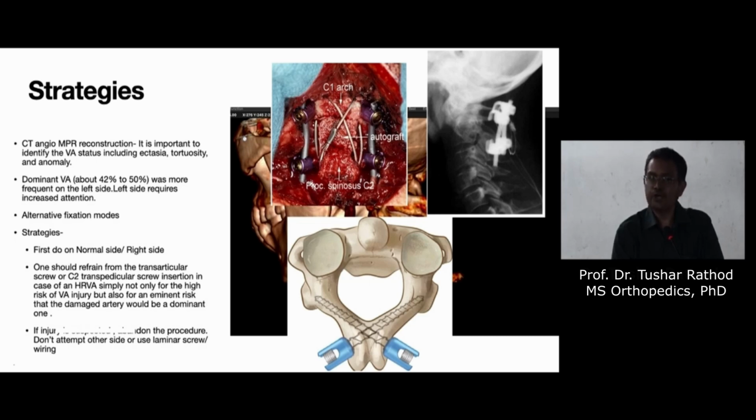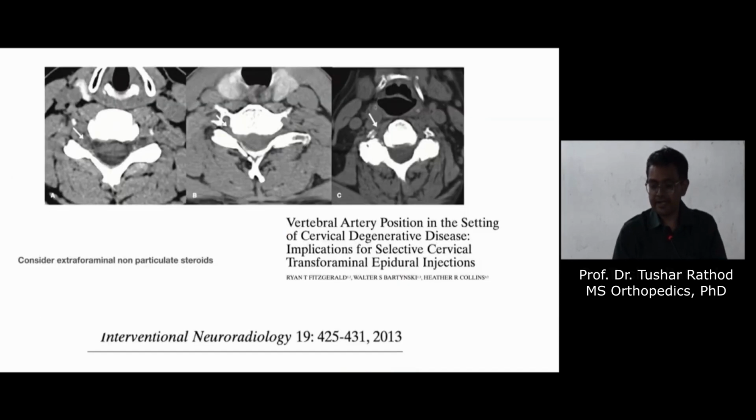And if you injure a vertebral artery, just stop the procedure, abandon it. Don't try to cannulate the other side. You don't want to cause a bilateral vertebral artery injury, and one should just do a bone grafting or wiring and come out.